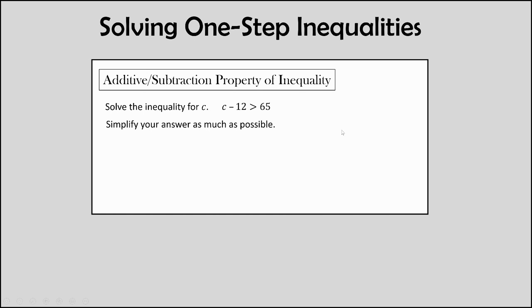So let's look at this first one. Solve for c: c minus 12 is greater than 65. Simplify your answer as much as possible. I'm going to think of it now as an equation. There's my left side, there's my right side. On the left side I have two terms, c and really a negative 12. On the right side is 65. There's nothing I can do to simplify it. There's my variable term c. I want to isolate it, so I want to make this become 0. So I'm going to add 12 to both sides. Negative 12 and positive 12 is 0. So I get c is greater than 77.